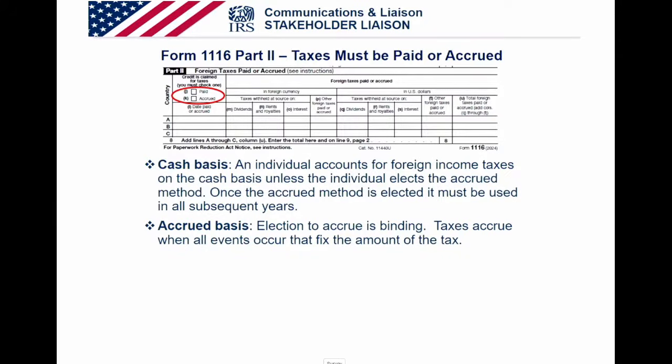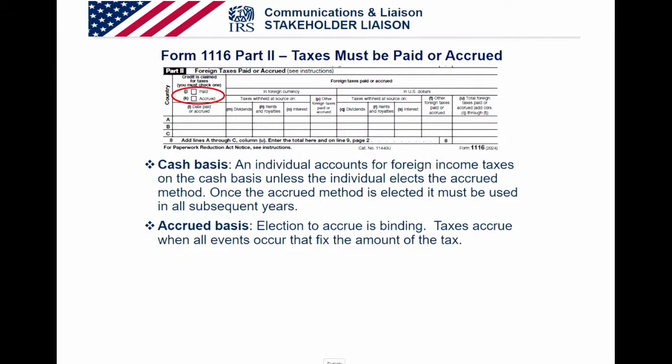This would be on Form 1116, page 1, Part 2, the Foreign Taxes Paid or Accrued section. We have this section of the form posted on the slide, and a taxpayer electing to claim the FTC would enter the amount of the foreign income taxes they paid or accrued for that applicable year in this section. Now, the taxpayer also has to indicate whether the taxes entered in this section are based on the paid method or the accrued method, not both.